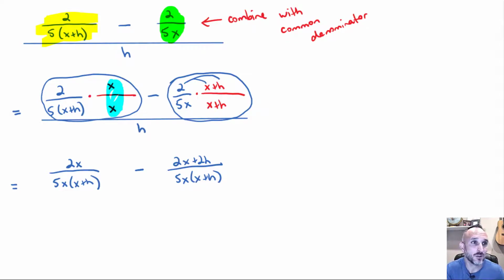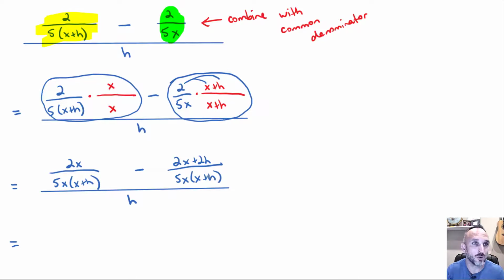Okay, so here's one example of how to do that. I'll do another example after we finish this one. And this is all over h. Alright, so now my fractions on top have the same denominator. That's important. What that allows me to do is combine the numerators.